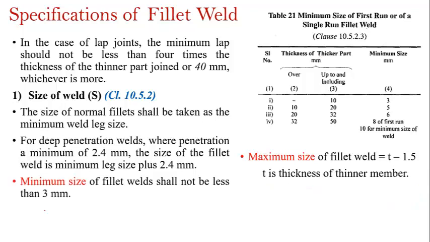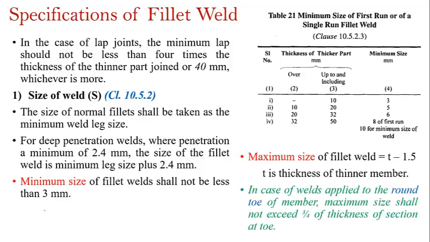Now you have one more criterion, which is in case of welds applied at the rounded toe of a member, the maximum size shall not exceed 3/4 of the thickness of the section at toe. What this says is, in case of welds applied at the rounded toe, you can identify the special criterion here, which is a rounded toe. Now, what is this rounded toe?